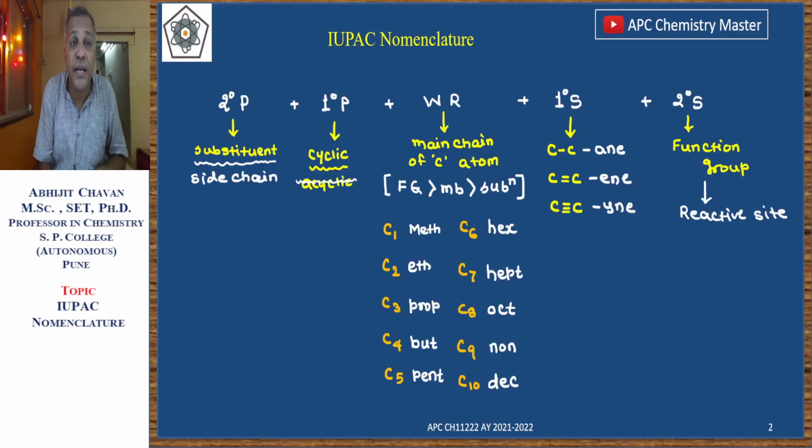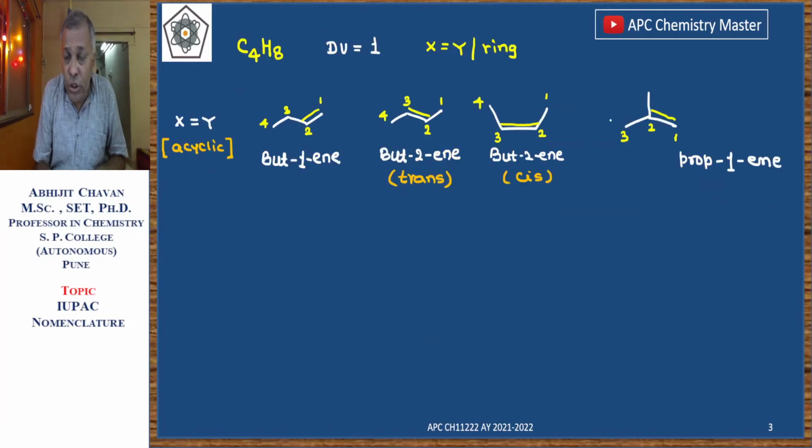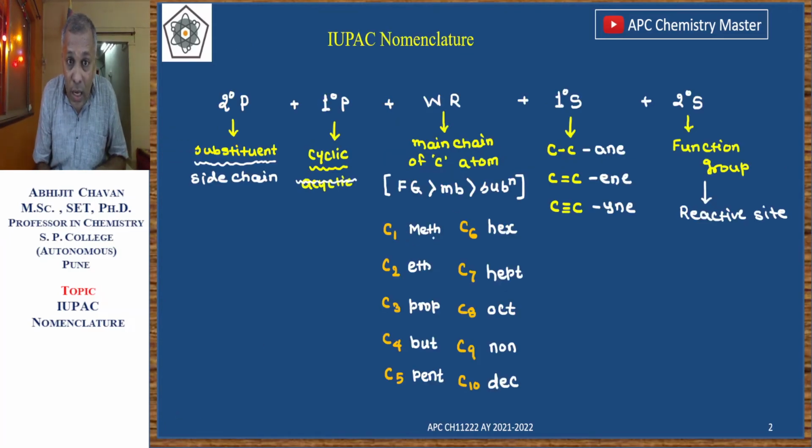How to name this side chain or substituent? How many carbon atoms are there in the main chain? Main chain, 3. Therefore, I use the word prop. But how many carbon atoms in the side chain? Because I have selected like this one, this group is the side chain. So this is my side chain. Now, how many carbon atoms in the side chain? 1. So 1 carbon means meth.